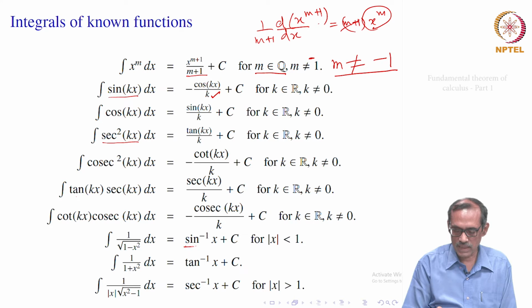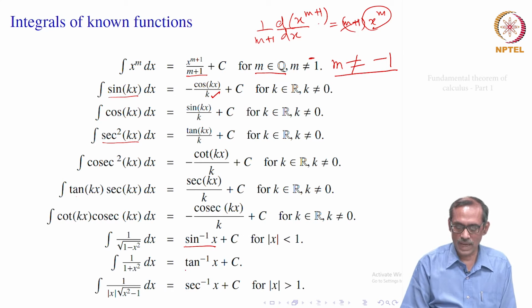We know that the derivative of sin inverse x equals 1 divided by square root of 1 minus x square for mod x less than 1. Sin inverse x is defined only for mod x less than or equal to 1. So, we write the indefinite integral of 1 by square root of 1 minus x square equals sin inverse x plus c. At x equal to 1 this function is not defined. So, 1 divided by square root of 1 minus x square is defined for mod x not equal to 1, that is why this happens.